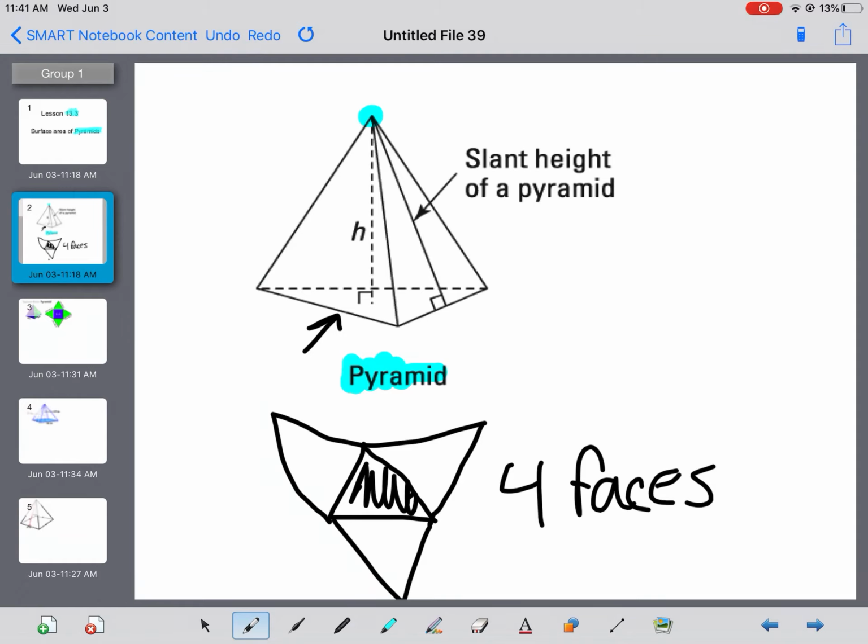So whenever you're finding surface area, make sure that you're thinking about how many faces there are when you try to calculate the total surface area, because you'll need the area for each of the faces.